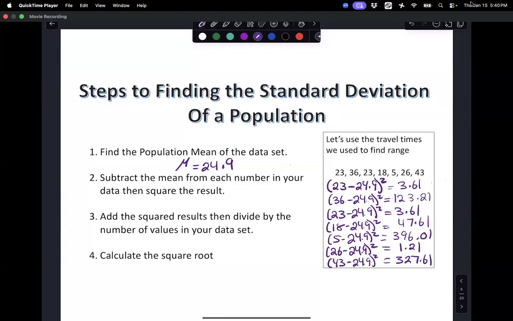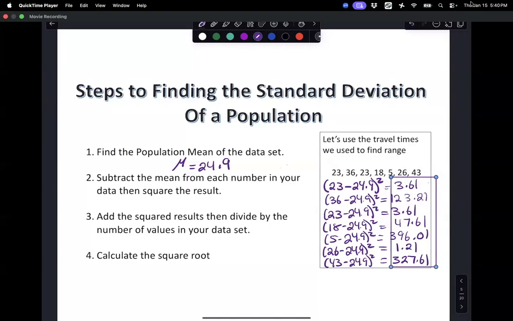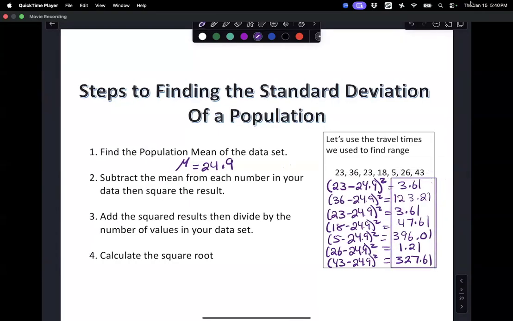Okay, so now I've subtracted the mean from each data value and squared them. So these are all my squares right here. Let me move this over so we can see it. All right. Next, it tells me to add those squared results together and then divide them by the number of values in my data set. So I'm just going to put those in my calculator and add them together. Please also do it because I am the queen of typos. If I get the wrong answer, someone's got to save me from myself.